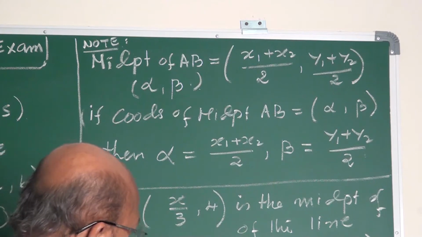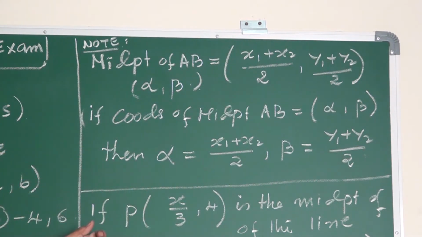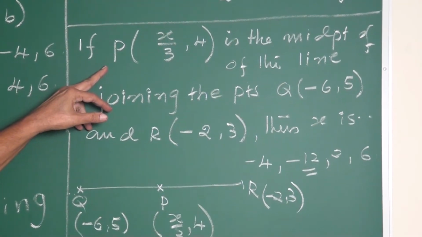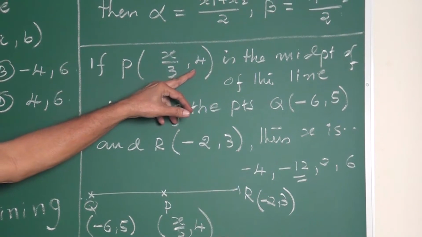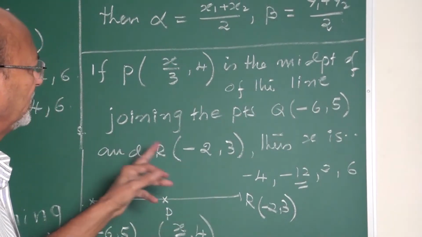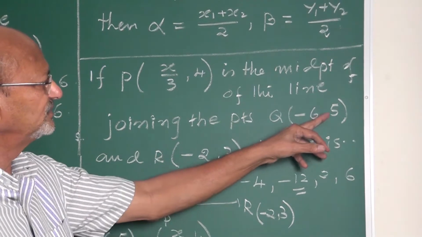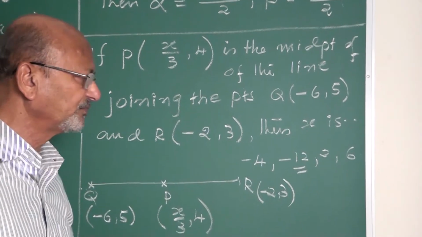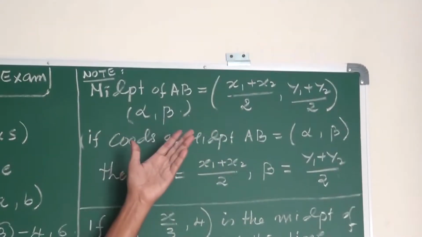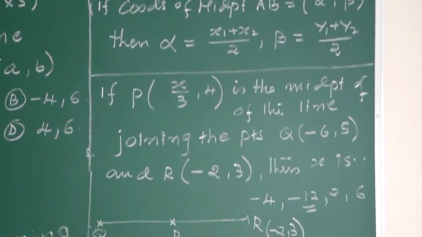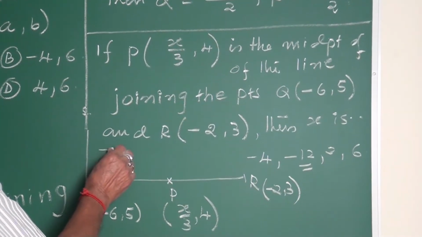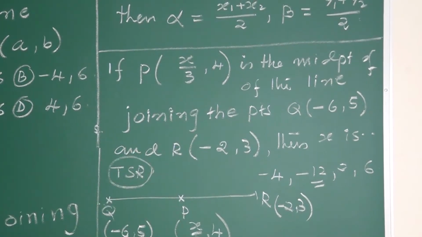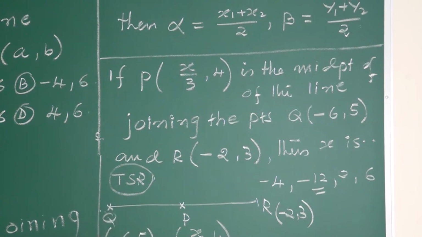Direct, my friends, direct. Making use of this, there is one example here. If P(x by 3, 4) is the midpoint of the line joining the points Q(minus 6, 5) and R(minus 2, 3), then the value of x is dash. No need of writing alpha, beta like that. It is a time-saving approach. If you need, you can draw this figure, otherwise no. Why?